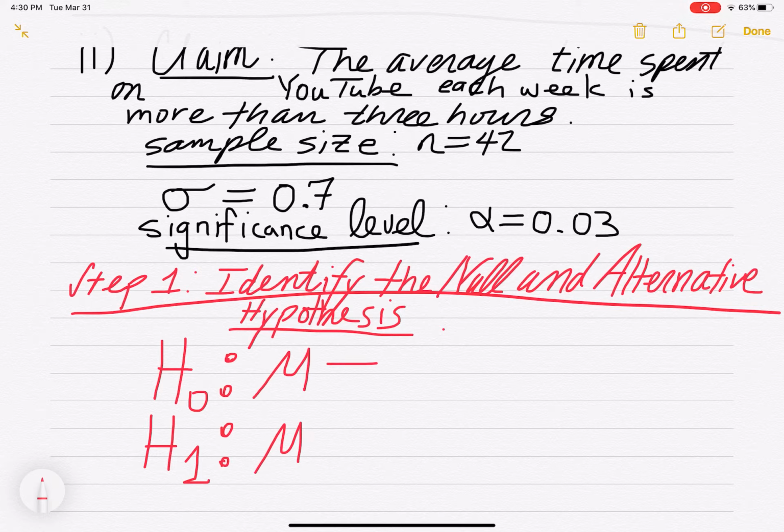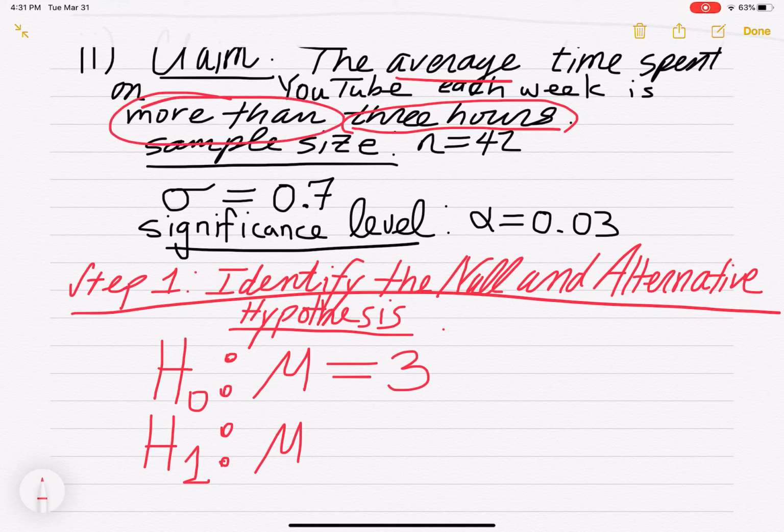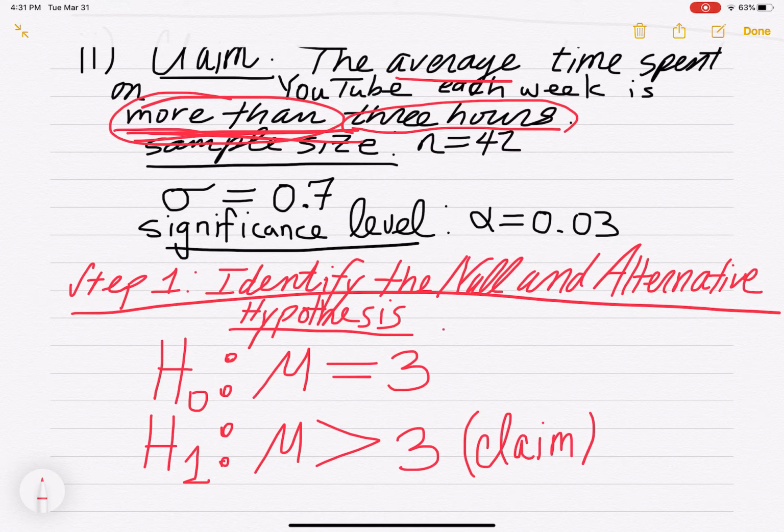Now the alternative. You want to see, how do I respond to the claim to figure out the alternative? The claim is the average time is more than. So this is what we're going to use for our alternative. Remember, the alternative is either less than, greater than, or not equal to. Since the words more than show up in the claim, we'll use greater than 3. So this is actually the claim: the average is greater than 3. That's the claim that we're trying to test.